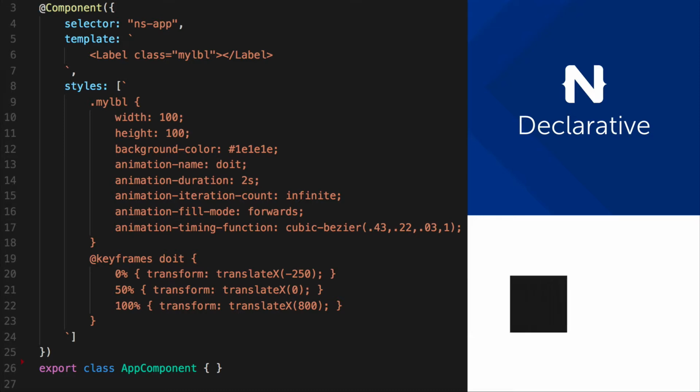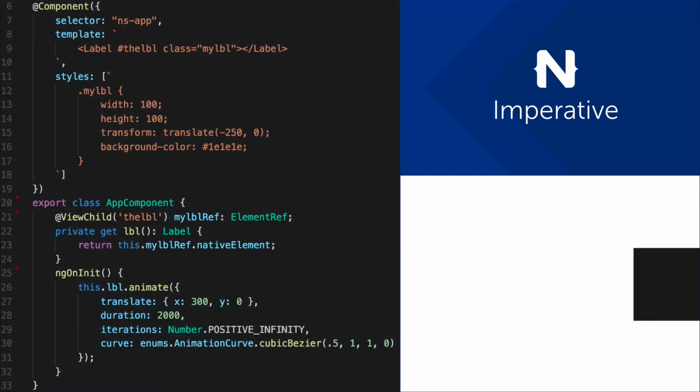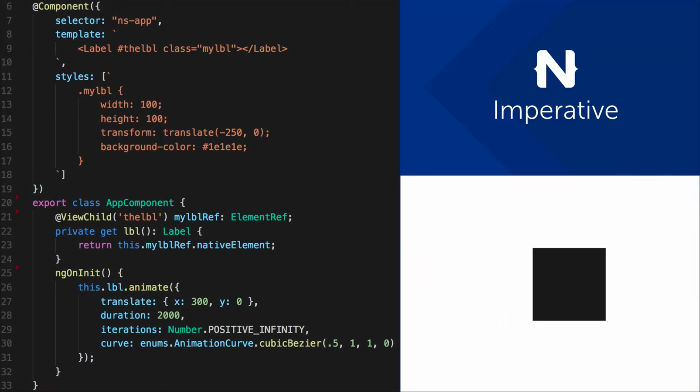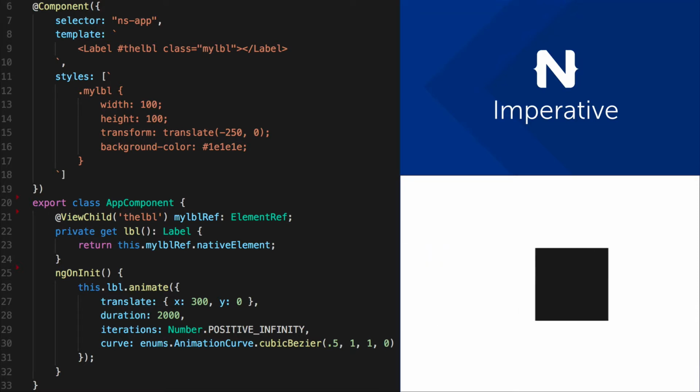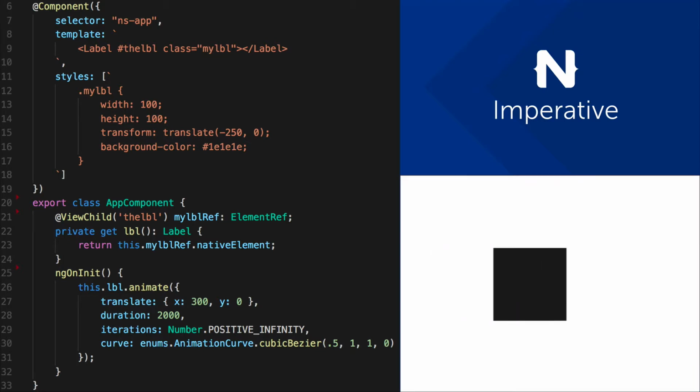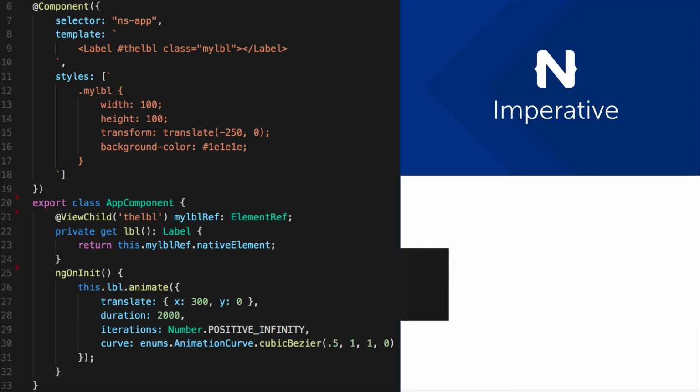Next one is imperative. That means you're writing code, but you're writing to the NativeScript API. Same thing, you have your label, which is just an element in NativeScript. You have a styling for it, and here you're moving it. Each view has an animate function on it, and label is just a view. And you're just calling the animate function on it. That's part of the NativeScript API. And you're translating it over 2 seconds.